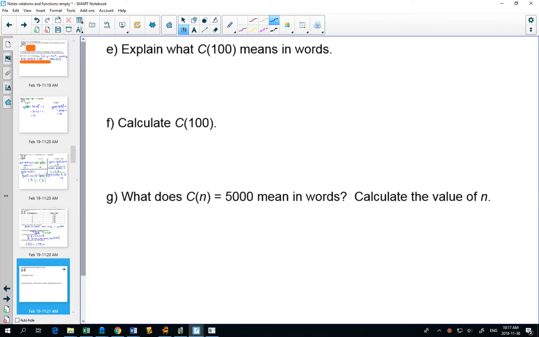Explain what C of 100 means in words. What would that mean? The cost to buy 100 tickets.